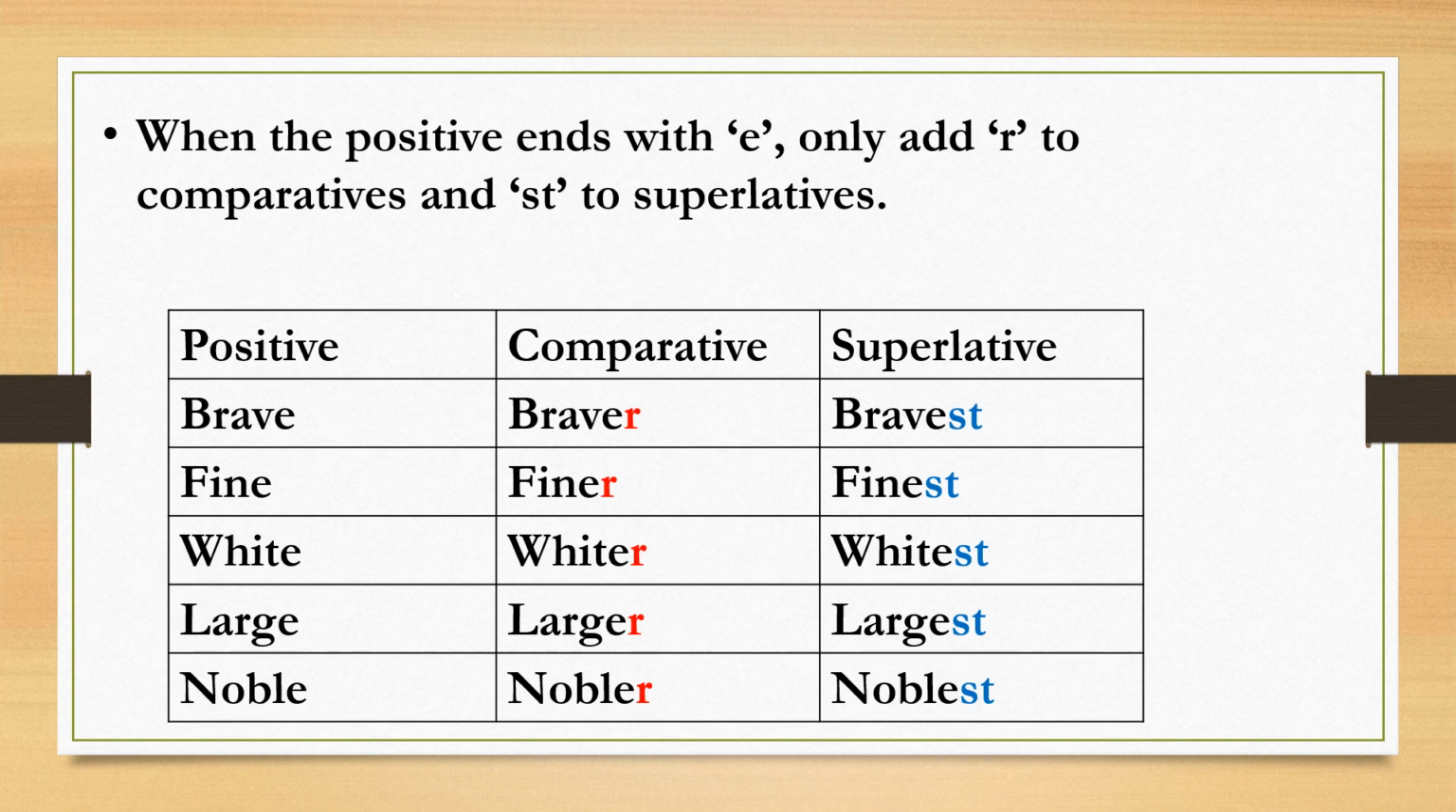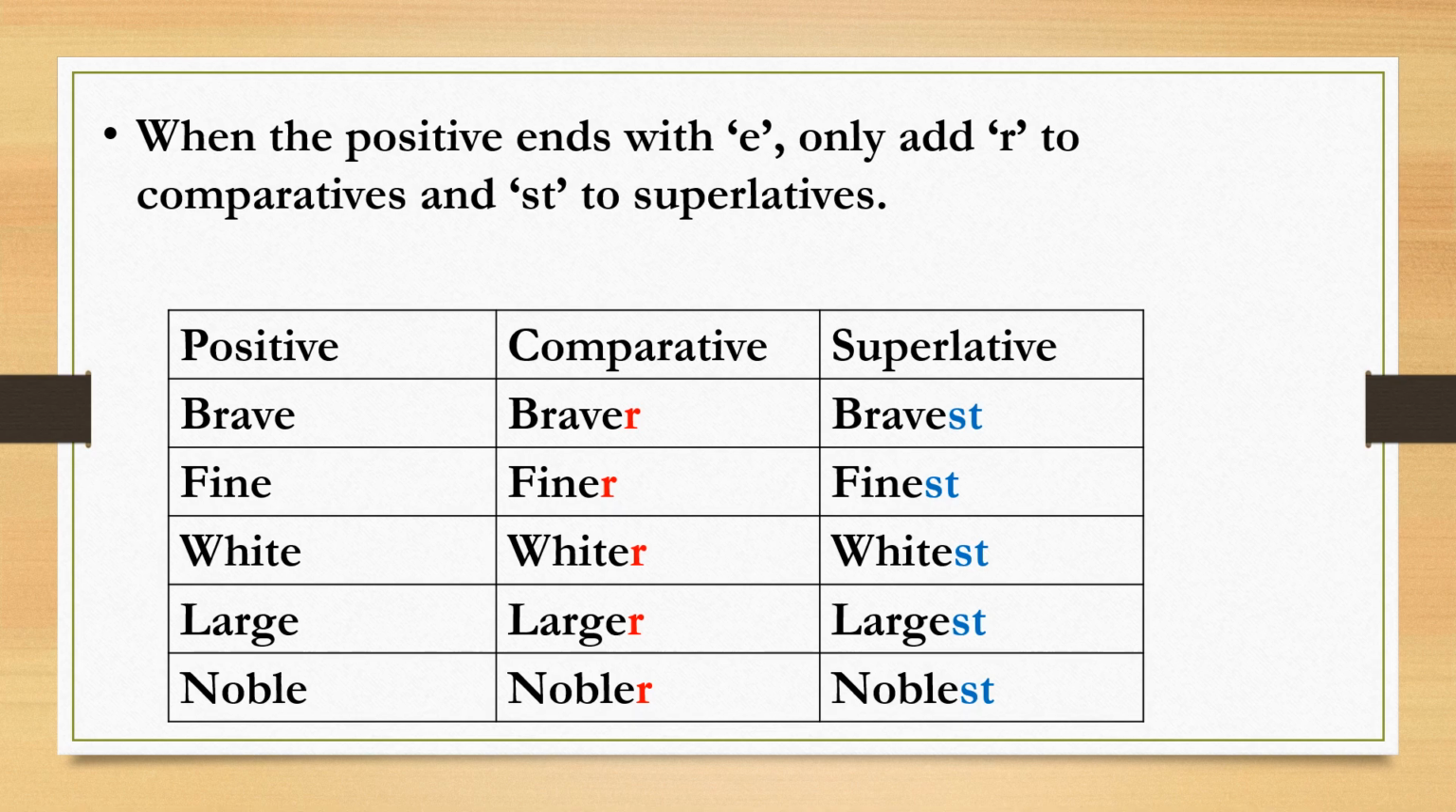Now, when the word in the positive degree ends with the letter E, then we only have to add the letter R to the positive in the comparative degree, and we add an st to the positive to make the word in a superlative degree. Look at the table and see the first example.